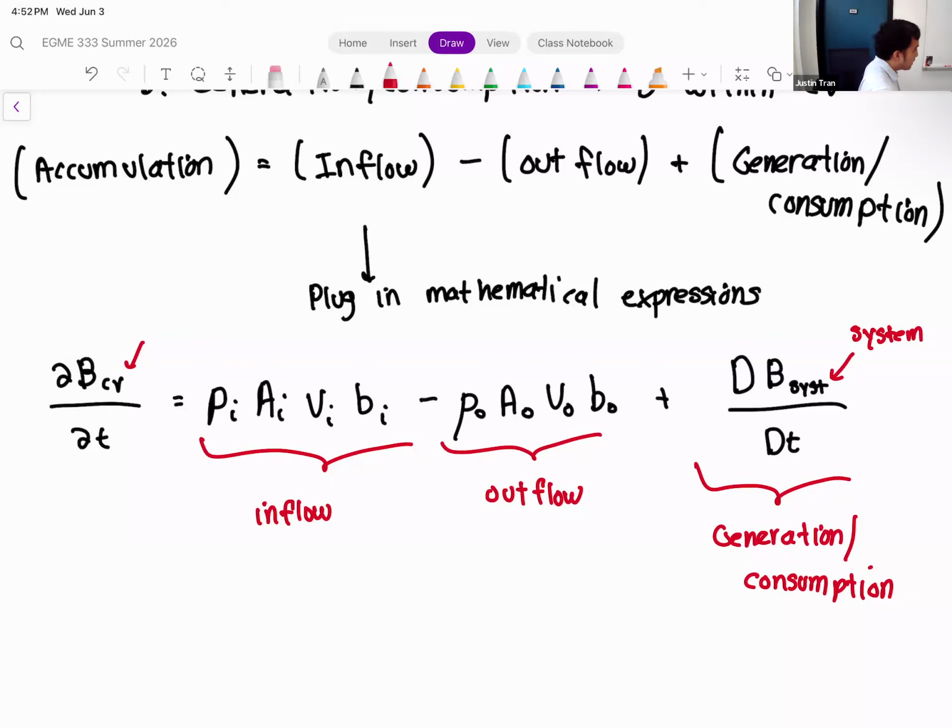And so it's very subtle, but it's actually a very important difference, because that last term there is defined on the system, right? This is where our conservation laws can be applied.